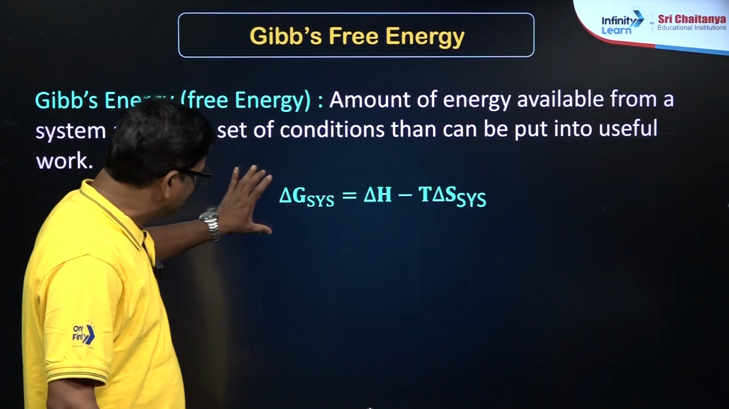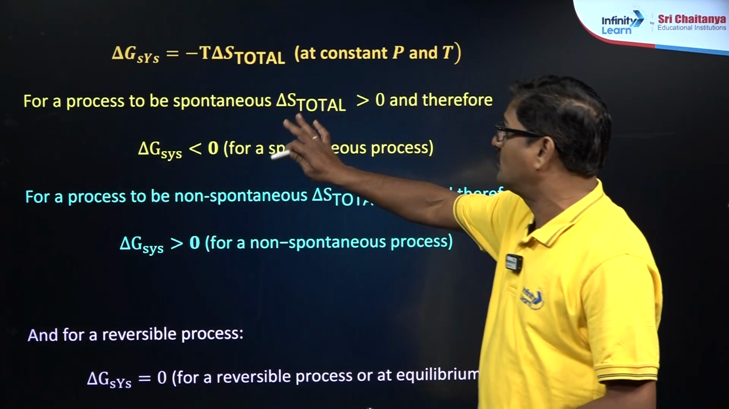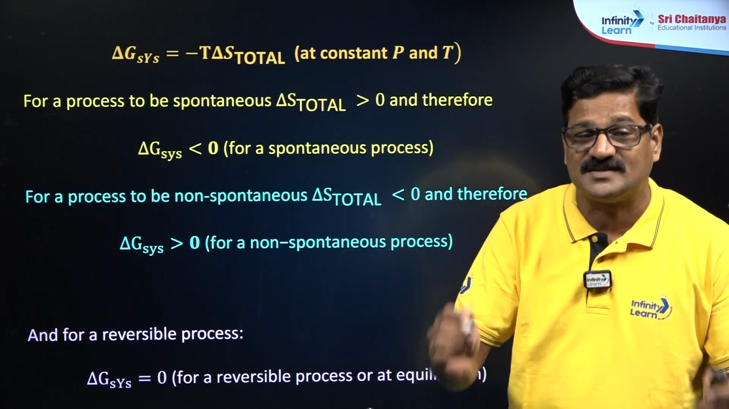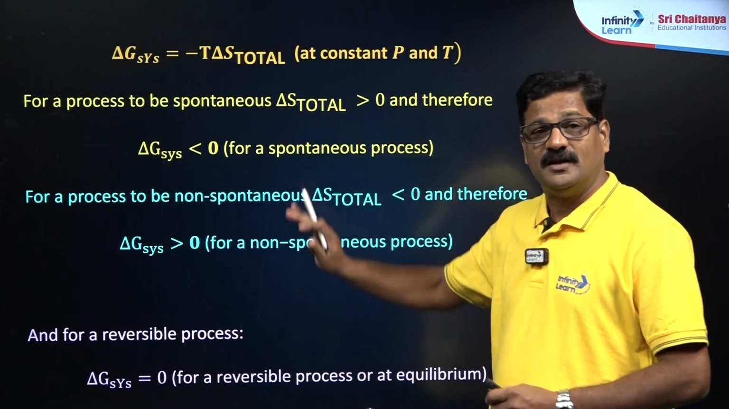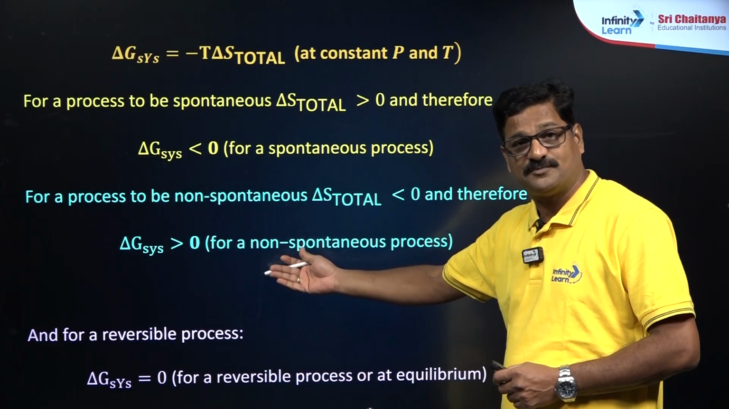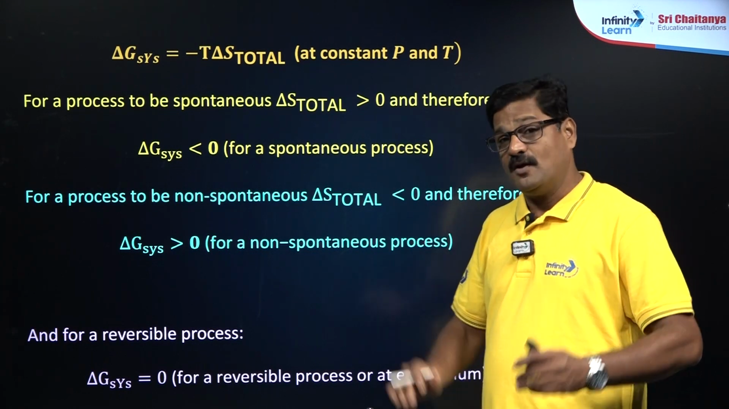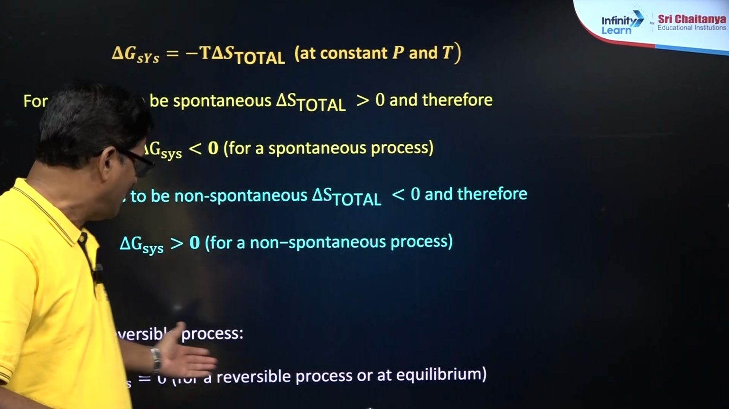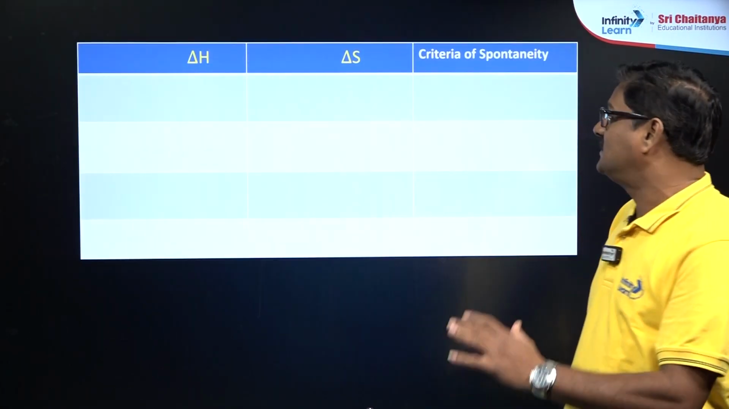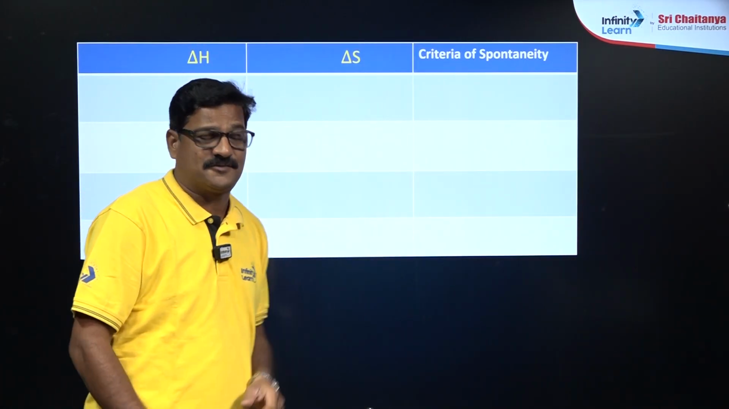And what does this Gibbs-Helmholtz equation tell us? It gives the criteria of spontaneity, based on delta G of the system being equal to delta H minus T delta S. If delta G is greater than 0, it is going to be a non-spontaneous process. If delta G is less than 0, it is going to be a spontaneous process. What if delta G is 0? That is going to be a process at equilibrium. And this is given in tabular form, with delta H, delta S and the criteria of spontaneity.